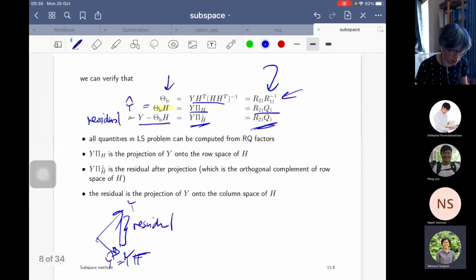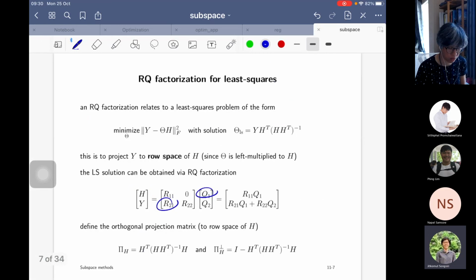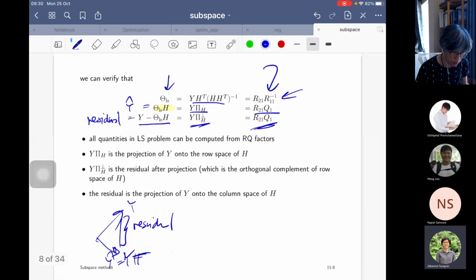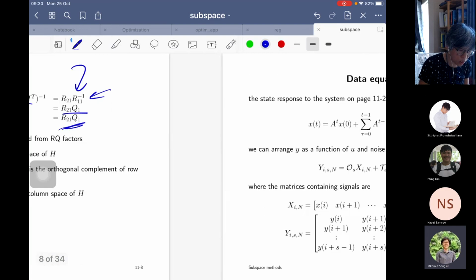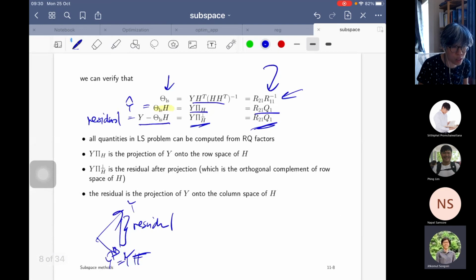So that's a short introduction about the tools here. You see that all the tools here just play with matrix factorization and orthogonal projection, which are concepts from linear algebra. Okay, all right. In the next video clip, we will see how to use orthogonal projection to remove the effect from noise and the effect from the input from the data equation.